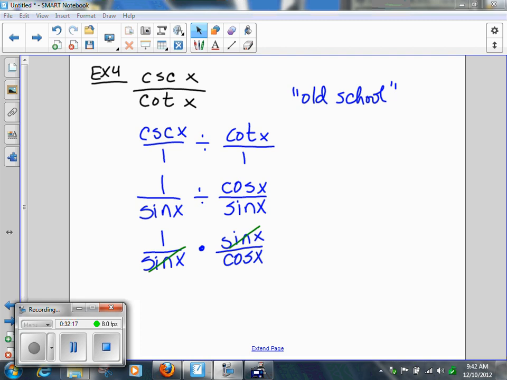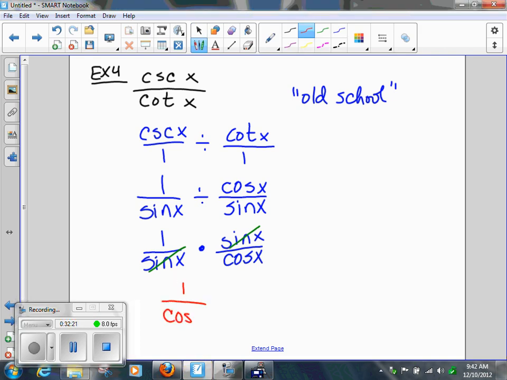Exactly. 1 over cosine x. 1 over cosine x is what, y'all? Secant. Holy moly. Questions at all? This is easy. It's going to get more difficult.